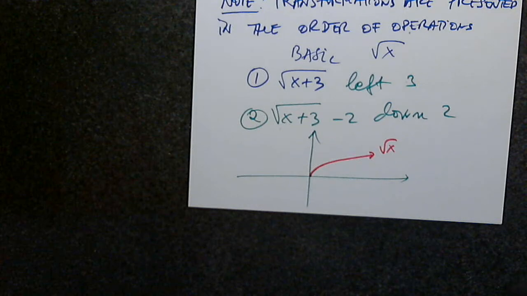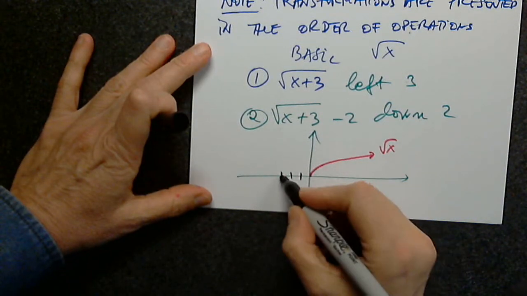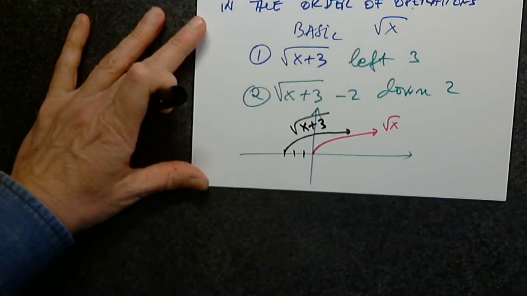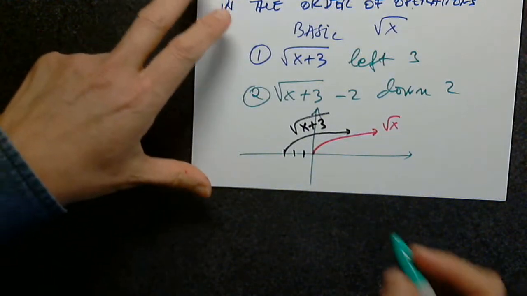Then you told me to shift this graph where? One more time. To the left 3, very good. 1, 2, 3, awesome. Thank you, Danny. And then you told me to do what as the final transformation? You said 2 down, right?